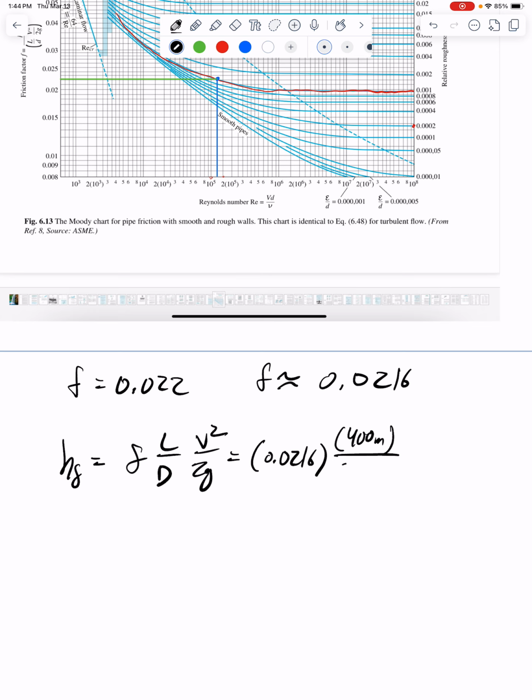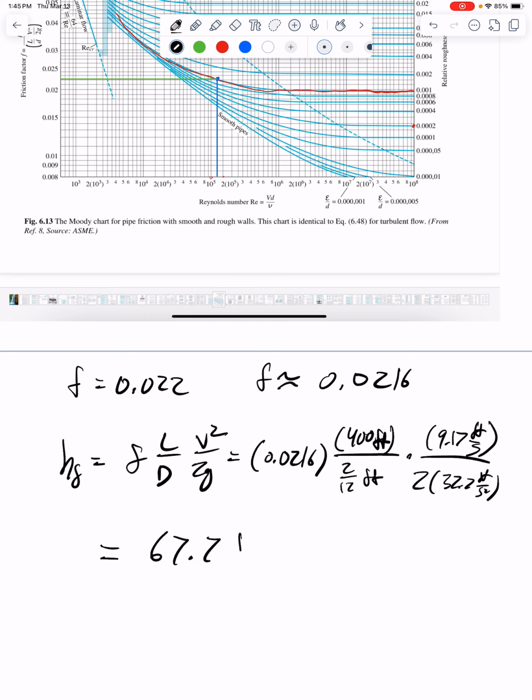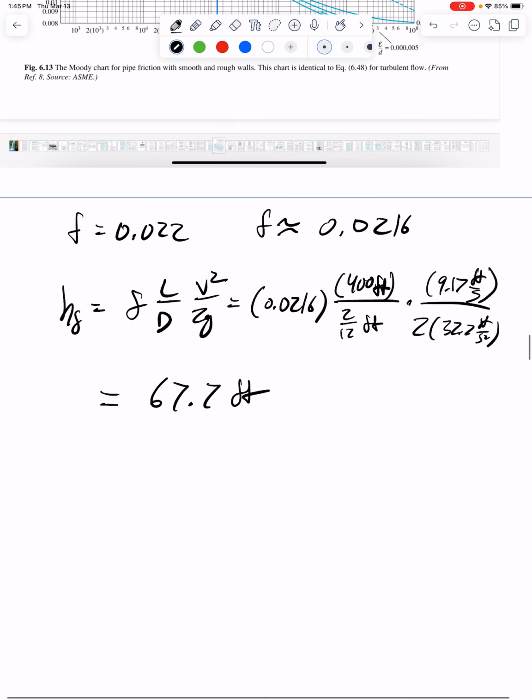Diameter, 2 over 12 feet. Velocity head, 9.17 feet per second, over 2g, which is 32.2 feet per second squared. You'll get a head loss of, I think it should be, yeah, 67.7 feet.